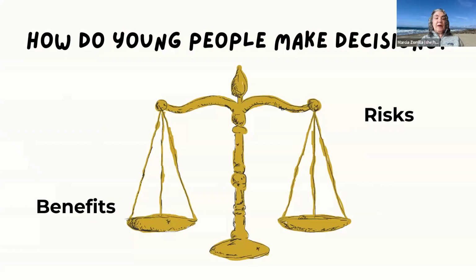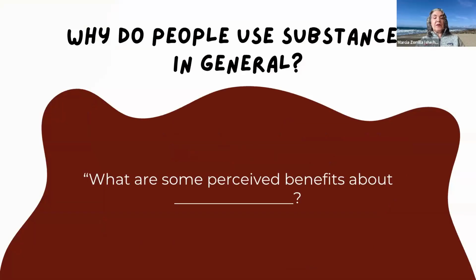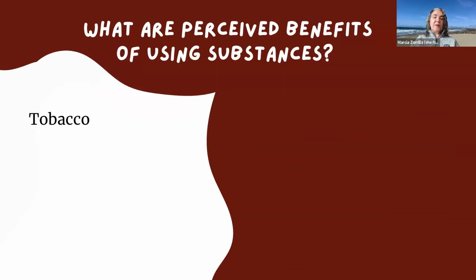So when we look at how young people make decisions, we have to look at the fact that there are real and perceived benefits to using. So when we talk about, well, why do people use substances in general? What are some of the perceived benefits of using tobacco, for example? So thinking of your students, what would they say? Put that in the chat. What are some perceived benefits of using tobacco?